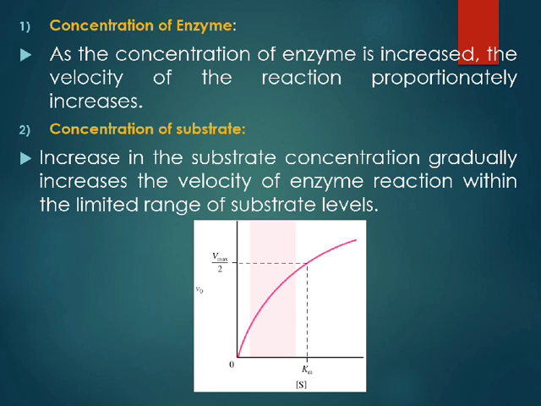Second one is the concentration of the substrate. Increase in the substrate concentration gradually increases the velocity of the enzyme reaction within the limited range of the substrate level. As we all know, for the enzymatic reaction there are two primary requirements. First one is the enzyme and second one is the substrate. So as this substrate gradually increases, the velocity of the enzymatic reaction will also increase. And as we can show in the figure, this is the shape of the graph we will obtain.